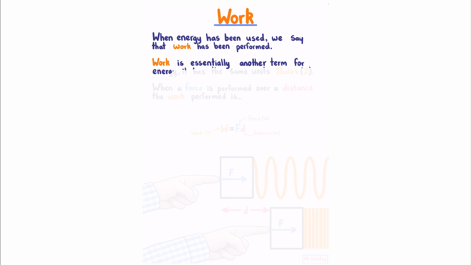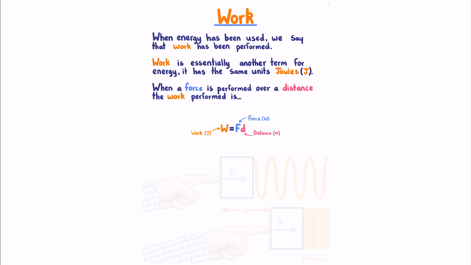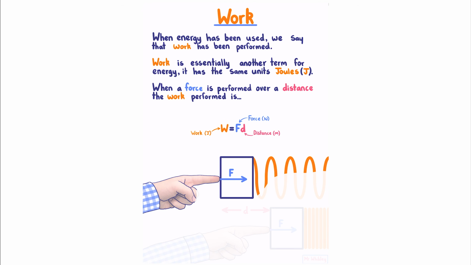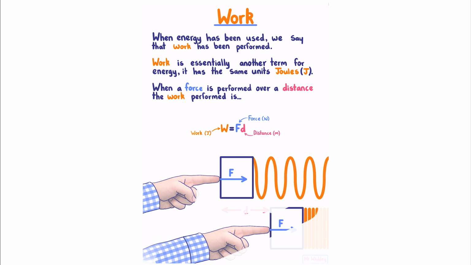Work. When energy has been used, we say that work has been performed. Work is essentially another term for energy, and so unsurprisingly, it has the same units of joules. When a force is performed over a distance, the work performed is given by force times distance. For example, if we were to apply a force to a mass on a spring over a particular distance. And now, just as an aside, let's apply that to an object falling from a particular height.